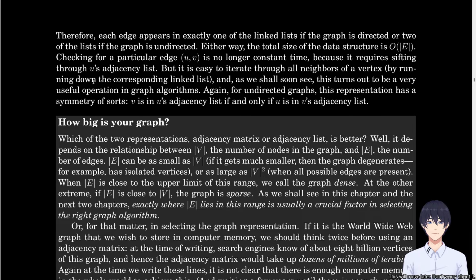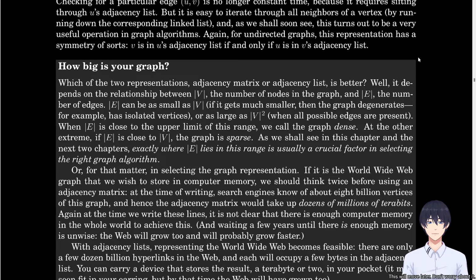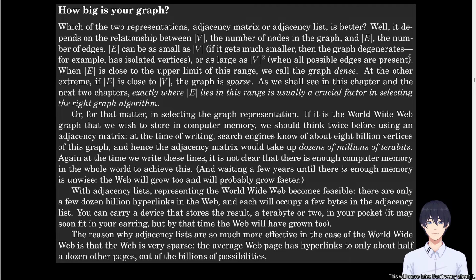Yeah. By running down the linked list, and as we shall soon see, this turns out to be a very useful operation in graph algorithms. Again, for undirected graphs, this representation has a symmetry of sorts. V is in U's adjacency list, undirected, if and only if U is in V's adjacency list. How big? Should I read this box here?